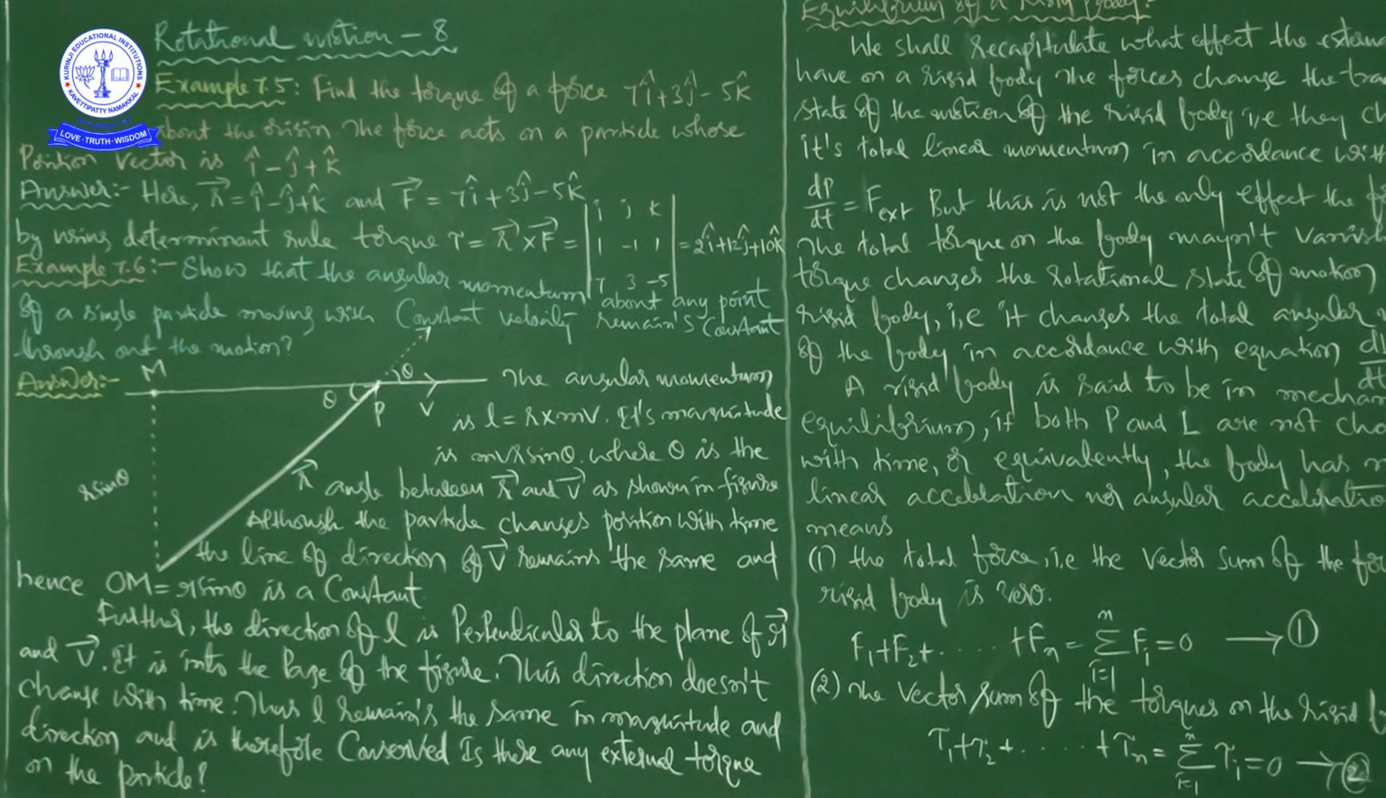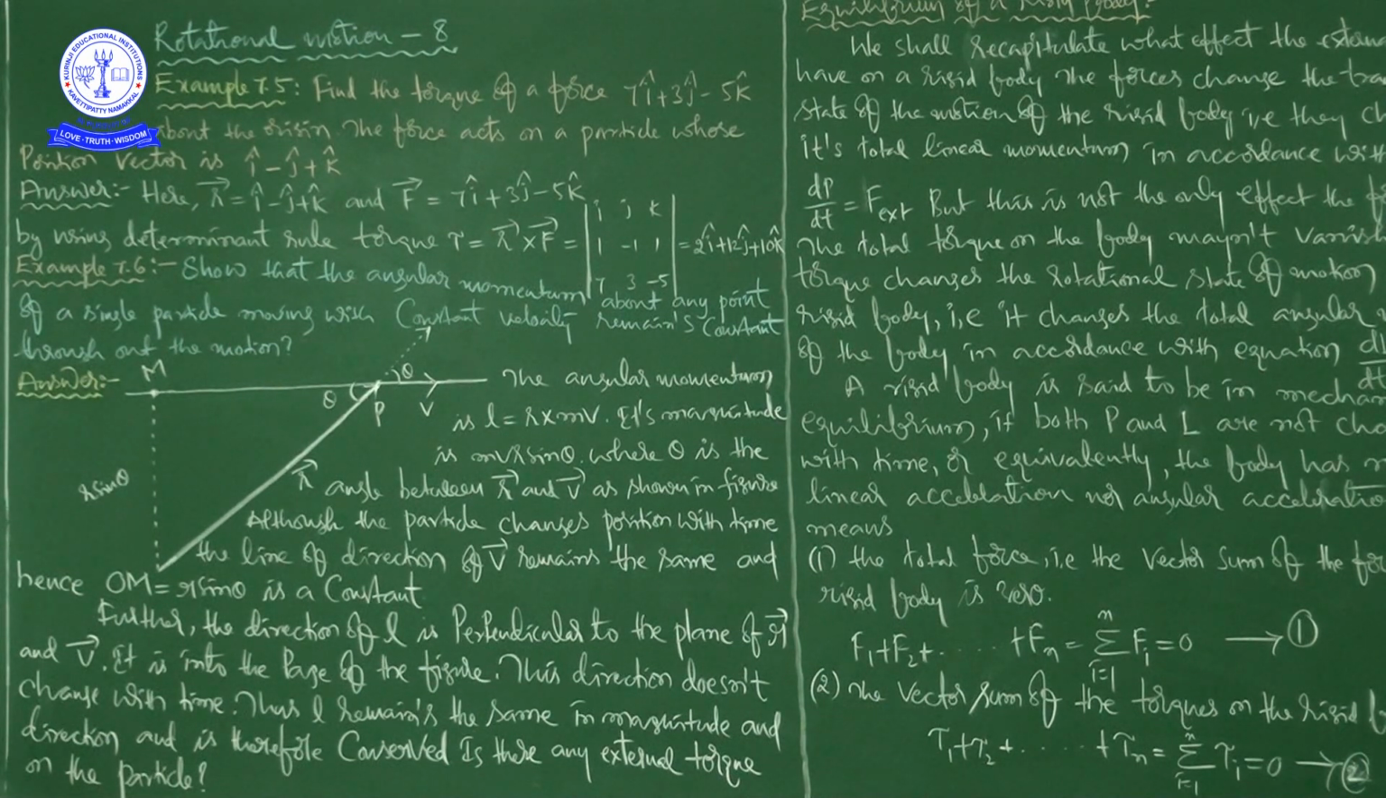Next problem, that is example 7.6. See here, show that the angular momentum about any point of a single particle moving with constant velocity remains constant throughout the motion.